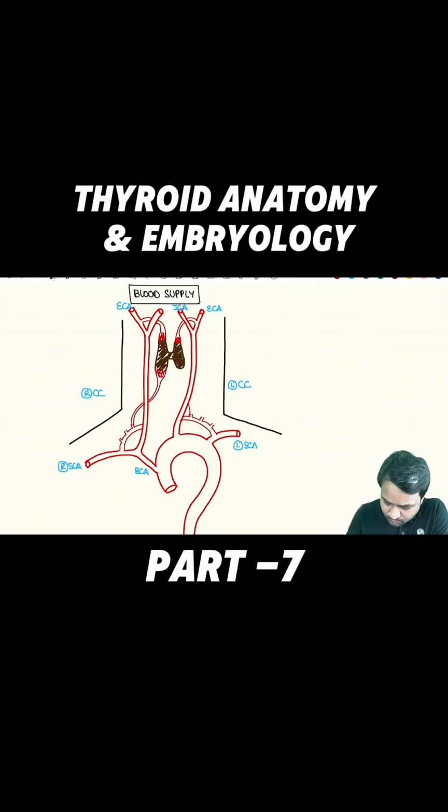So the inferior thyroid artery is a branch of, right? If they ask you the question that the inferior thyroid artery is a branch of, it is a branch of the thyrocervical trunk, which itself is a branch of the subclavian artery, which is going to supply the thyroid gland.